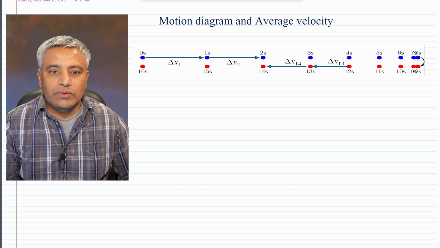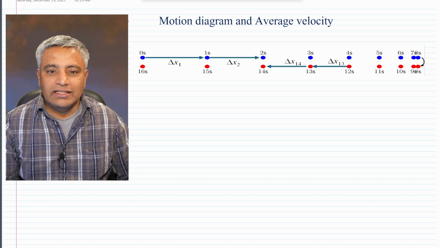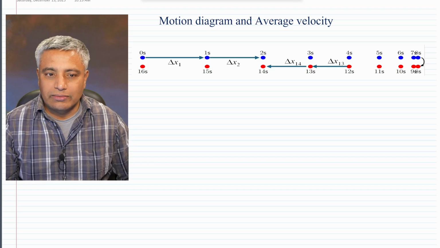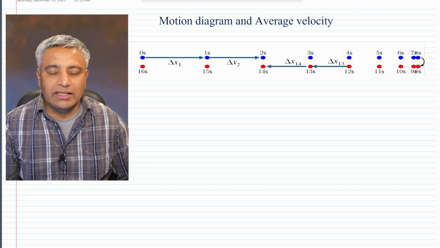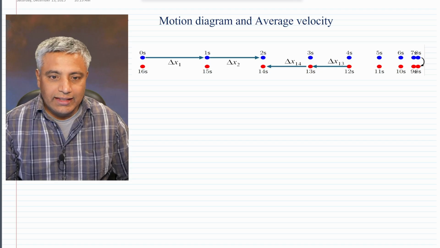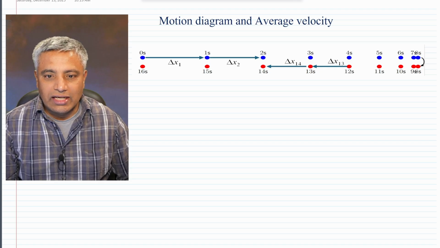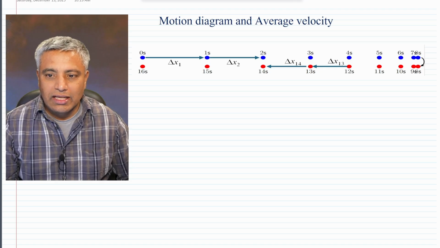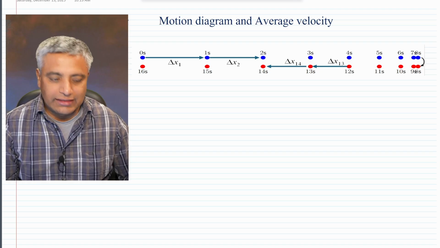Let's start with the motion diagram. The dots you see here in this diagram show the object's position at equal time intervals. Emphasis being equal time intervals. In this example, each dot is 1 second apart, but the interval could be anything, a tenth of a second, half a second, and so on.